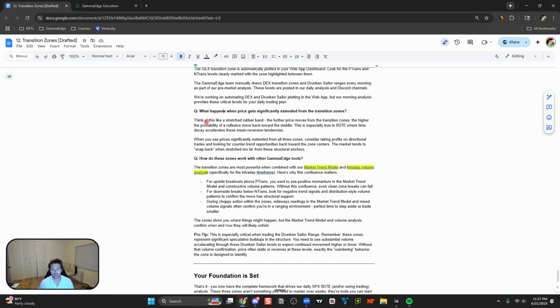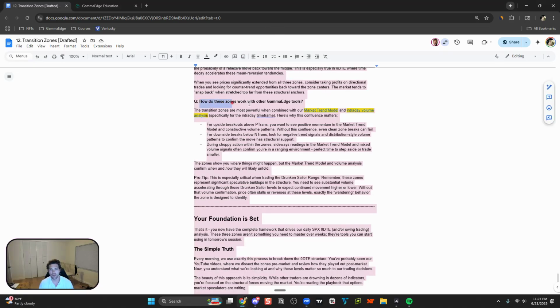Fourth question, what happens when price gets significantly extended from these transition zones? Think of this like a stretched rubber band. The further price moves from the transition zones, the higher the probability of a reflexive move back towards the middle. This is especially true in 0DT where time decay accelerates these mean-reverting tendencies. When you see price significantly extended from all three zones, consider taking profits on directional trades and looking for counter-trend opportunities back towards the center of the zones. The market tends to snap back when price is too far from these structural anchors.